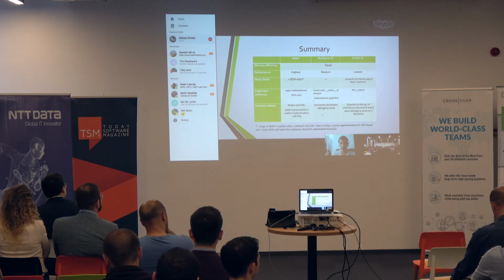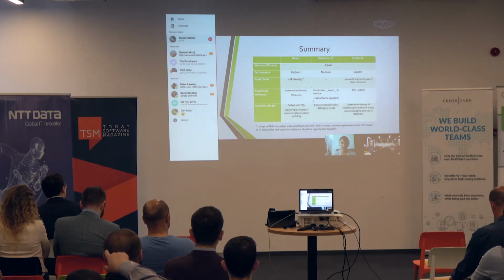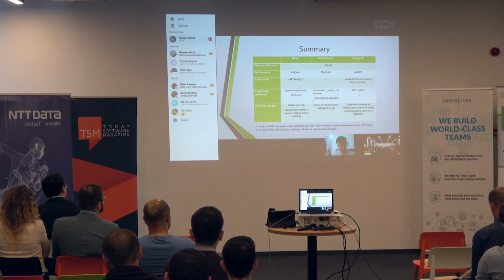Well, the general baseline here is, if you can, try using ECMAScript 6 and don't bother with inheritance at all. If you can't and you want to use ECMAScript 5, I suggest you borrow the implementation from Babel and extend it with static fields and superclass reference from Backbone.js. You can try to experiment with the Ember.js super method, but I don't think it's worth it because it really impacts the performance of your code.